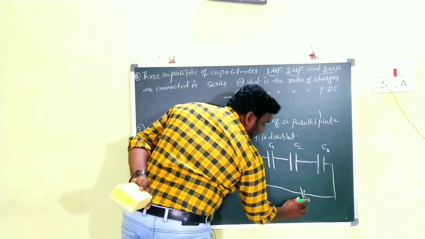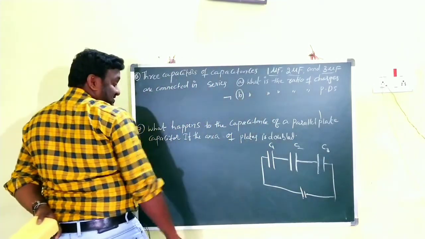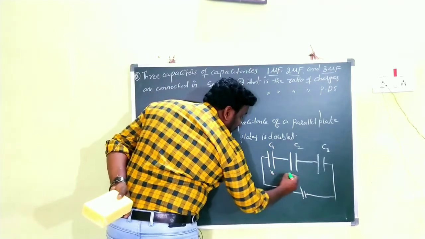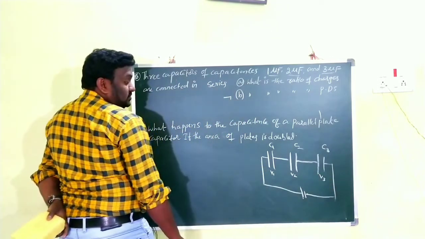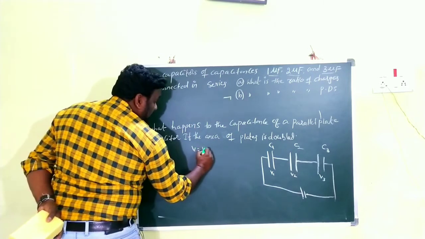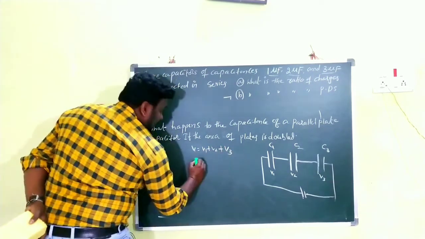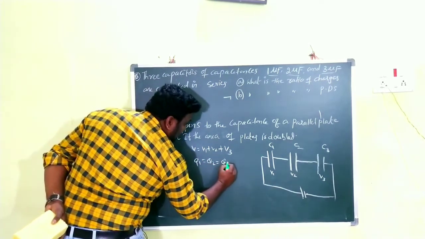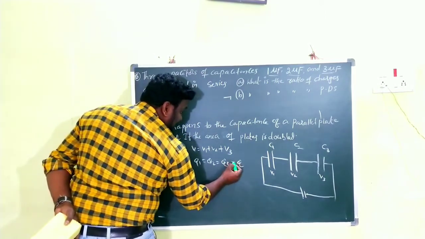I already explained everything in another video, series combination and parallel combination of capacitors. Children, here what we know: V1, V2 and V3. Clear? In series combination, what we take? V is equal to V1 plus V2 plus V3, and Q1 is equal to Q2 is equal to Q3 is equal to Q. So we have to remember these conditions, children.